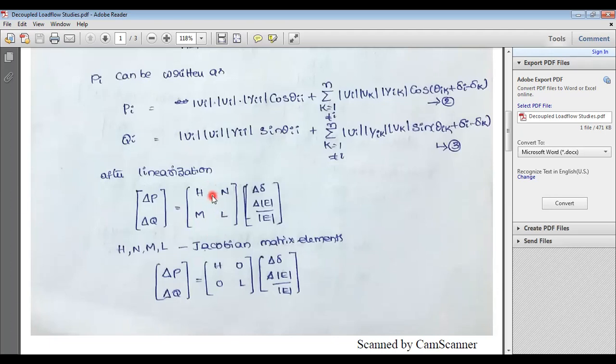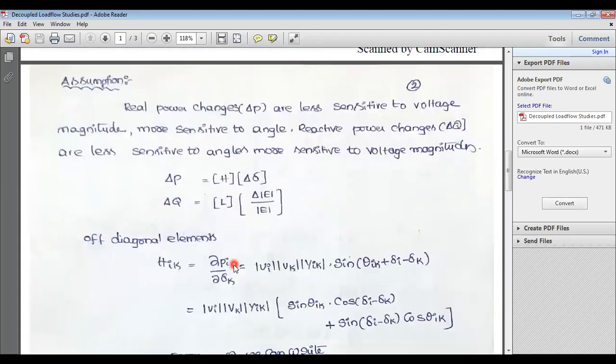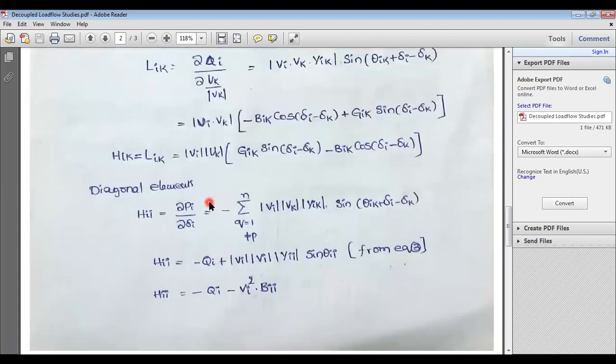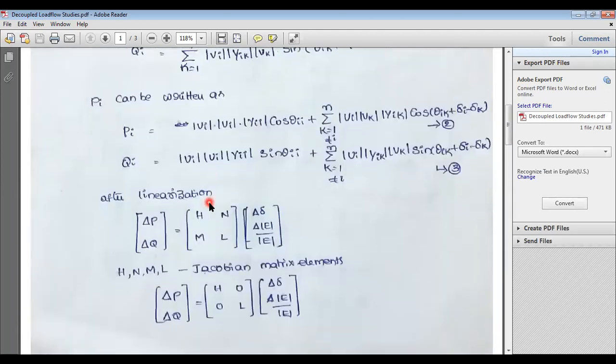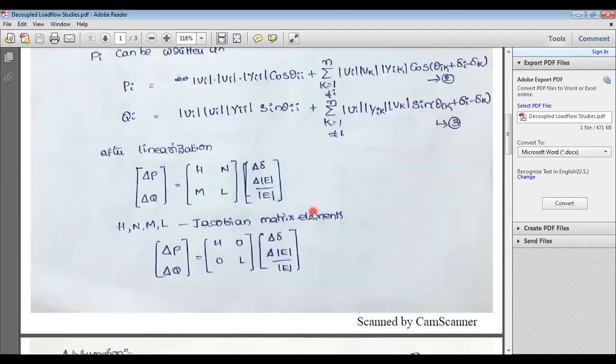What are the parameters H, N, M, L? H is a Jacobian matrix of size n by n, and likewise N, M, L. All these are n by n matrices. Individually these are only single letters, but frankly speaking, these are submatrices. We are going to see elements like HIK, HII, etc., which depend on the bus we are going to calculate, right? So H, N, M, L are Jacobian matrix elements, and all of those are partial derivatives.